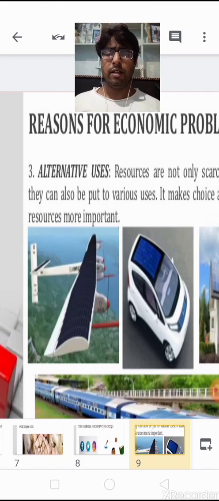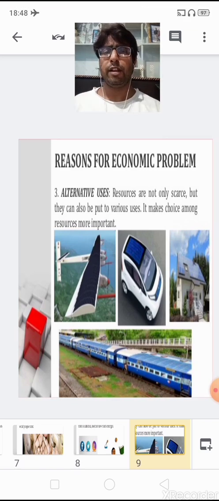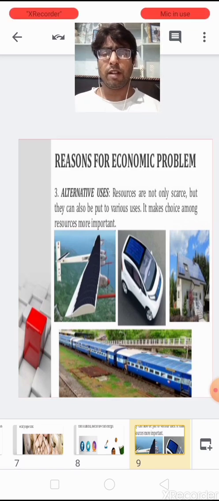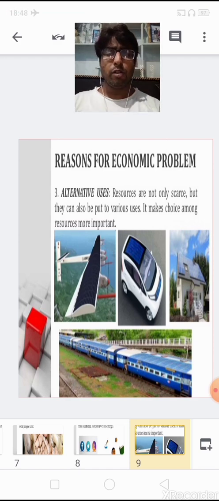Now, third is alternative uses. This is the third reason for the economic problem. Now, what is alternative uses? Children, resources are not only scarce, but they can also be put to various uses. It makes choices among resources more important.